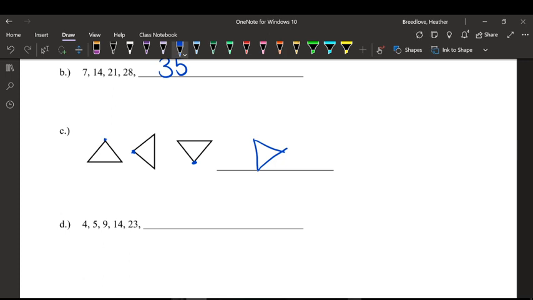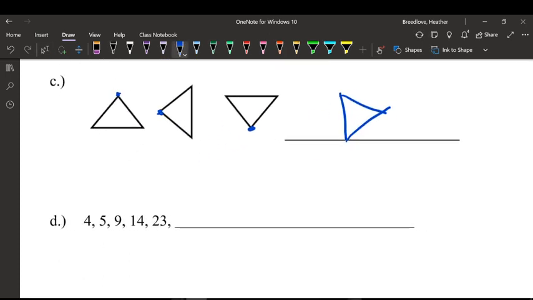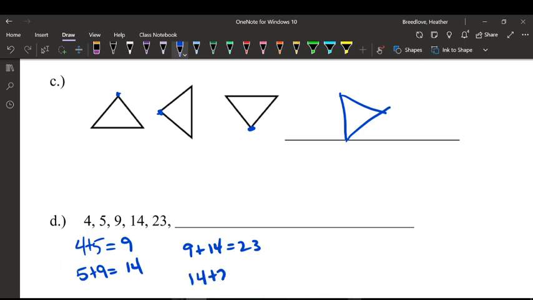This one's a little trickier. 4, 5, 9, 14, 23. All right, so if we take 4 plus 5, that gives us 9. And 5 plus 9 is 14. And 9 plus 14 is 23. So then 14 plus 23 gives us 37. So my conjecture is that it will be 37.